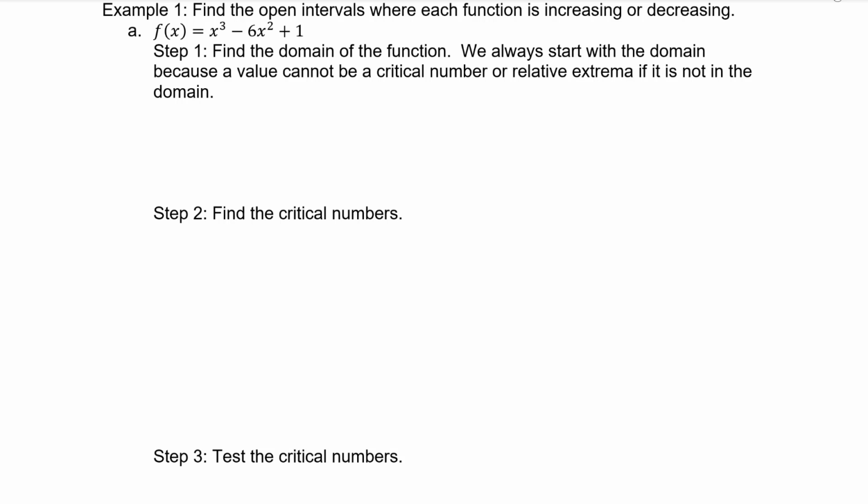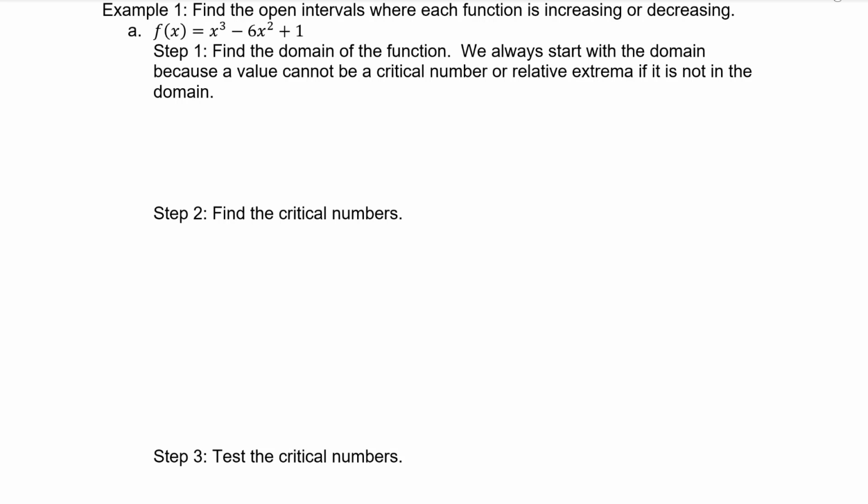Alright, so let's look at example 1. Finding the open intervals where each function is increasing or decreasing. So for the first one, f of x equals x cubed minus 6x squared plus 1. The first thing we need to do is find the domain of this function. Remember, we're always going to start with the domain because a value can't be a critical number or a relative extrema if it's not in our domain.